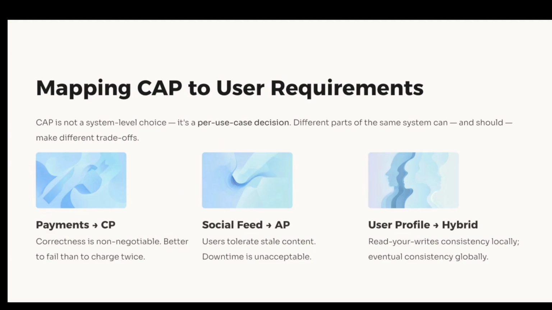Mapping CAP to user requirements. Here's the most important part. CAP is not a system-level choice. It is a per-use case decision. For payments, we choose consistency. It is better to fail than to be wrong. For social feeds, we prefer availability. Users tolerate stale data, but not downtime. For user profiles, we often use a hybrid approach, ensuring read-your-writes consistency while allowing eventual consistency globally. So the key idea is different parts of the system make different CAP decisions.